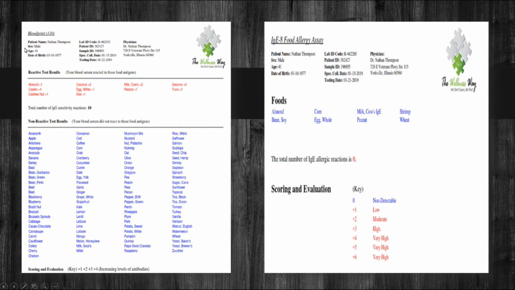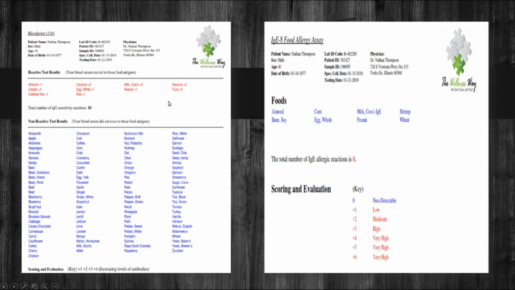So you can see on this test, which is mine, for example, that I react to almonds, casein, cashew nuts, coconuts, egg whites, kiwi, cow's milk, peanut, sesame, and tuna. And a lot of times we get really emotional with these foods that we aren't supposed to have anymore. But just remember, even though I am avoiding these 10 foods, when you look down at the bottom, you can see all of the different foods that I don't react to, which are going to be perfectly fine for me.